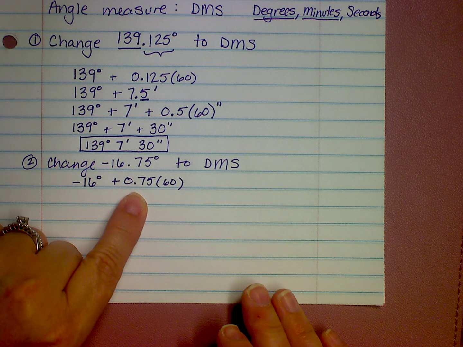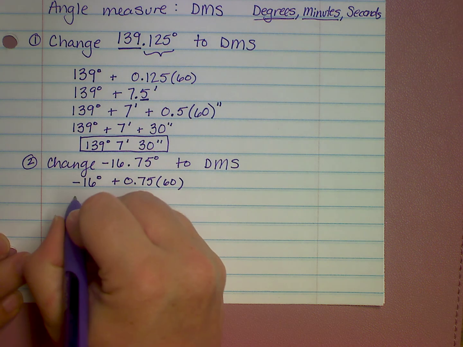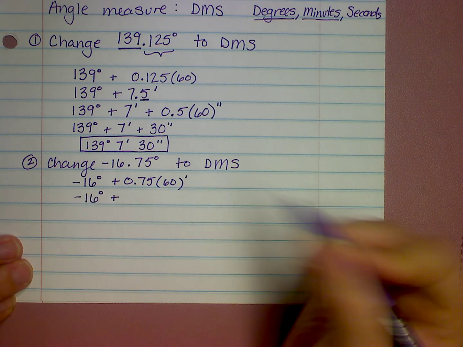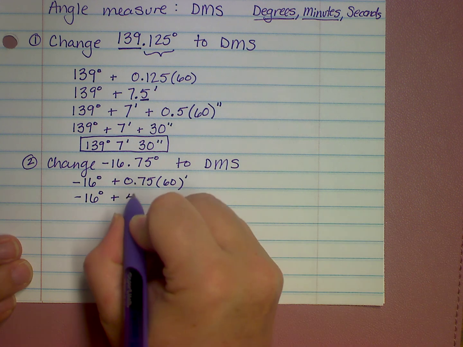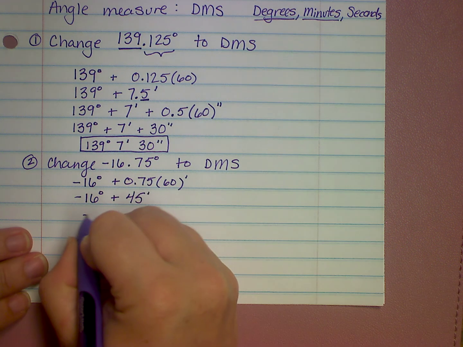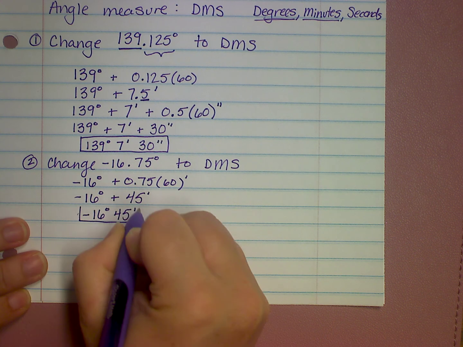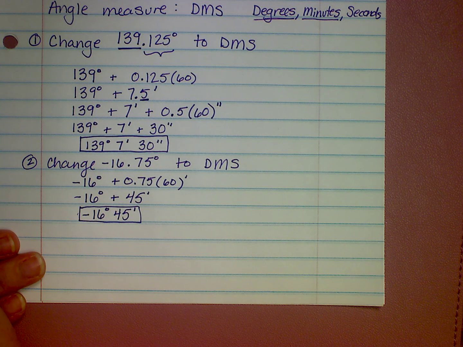So far, is this what you got? The 0.75 times 60. So let's see, that's negative 16 degrees plus, what is 0.75 times 60? By the way, that's minutes. 0.75 times 60, anyone got that? 45. And guess what? I have no decimal left, do I? So this just changed into negative 16 degrees, 45 minutes, and there are no seconds for that one. There would only be seconds if there was still a decimal that you had to multiply by 60. Sort of easy.